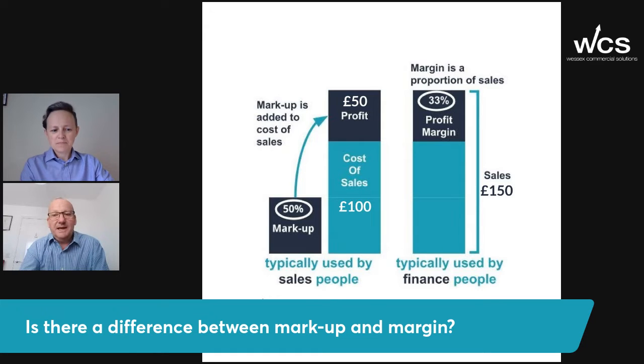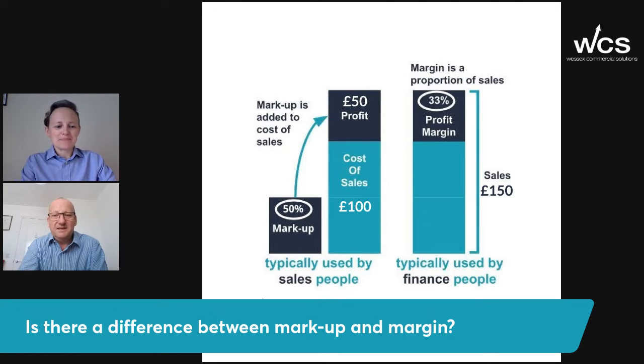But when accountants, bankers, other financial people, they see it in a different way. They see the money in the same way, but then they use a different percentage. They call it the gross margin or gross profit percentage. And they express the £50 as a percentage of sales. So that's 33.33%. Okay. So we're all talking about the same £50, but tell us why the percentage is different.